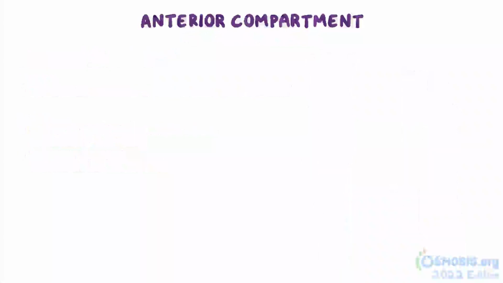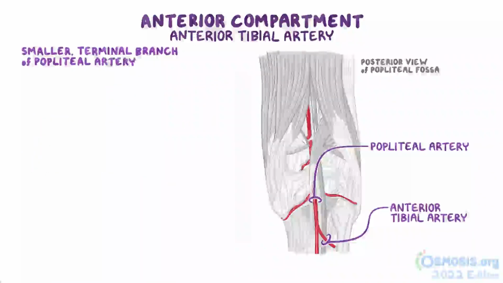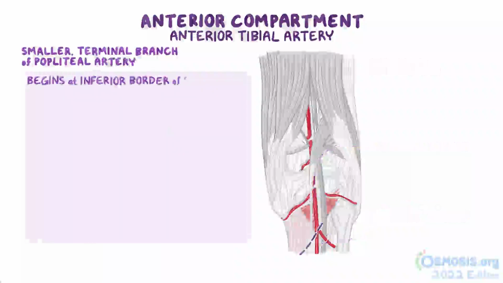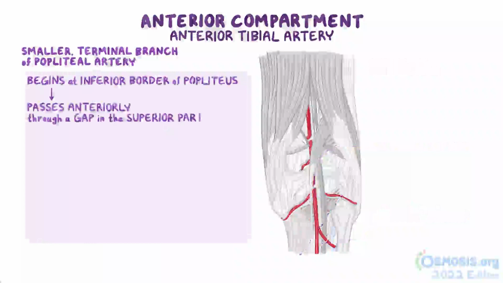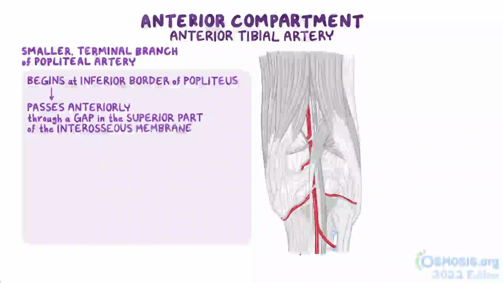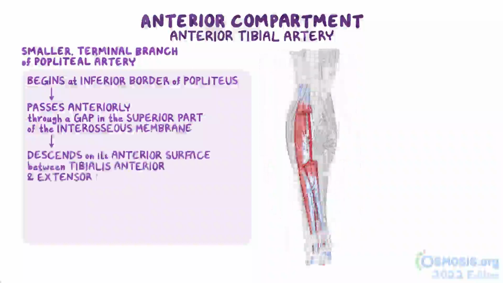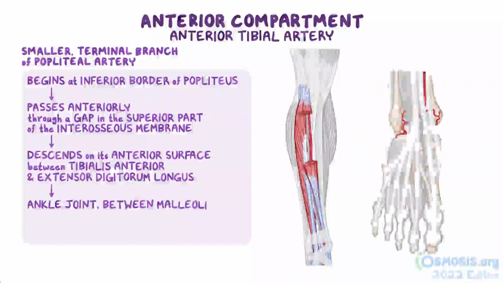Finally, the anterior compartment is mainly supplied by the anterior tibial artery, which is the smaller terminal branch of the popliteal artery. The anterior tibial artery begins at the inferior border of the popliteus muscle and immediately passes anteriorly through a gap in the superior part of the interosseous membrane, which it descends on its anterior surface between the tibialis anterior and extensor digitorum muscles. At the ankle joint, midway between the malleoli, the anterior tibial artery changes names, becoming the dorsalis pedis artery.